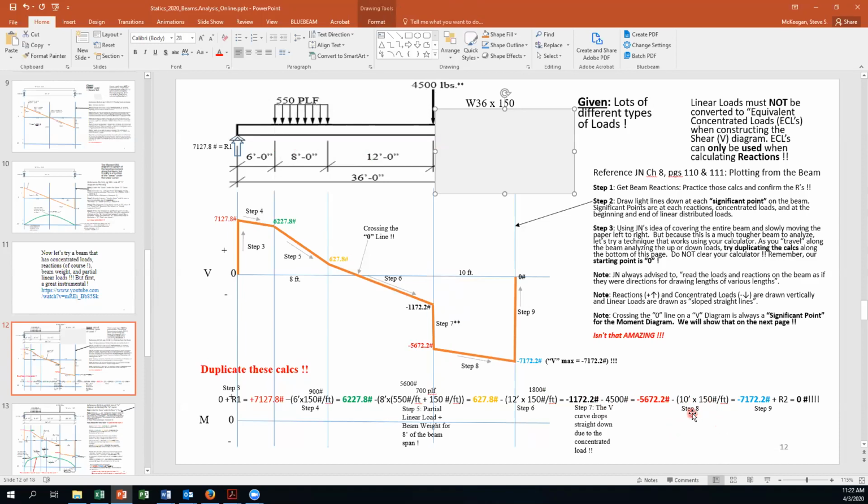Now, we're at here. Oh, that reminds me. Where is it here?